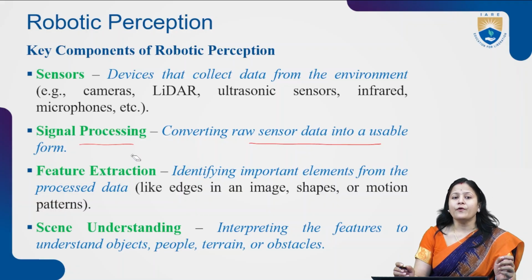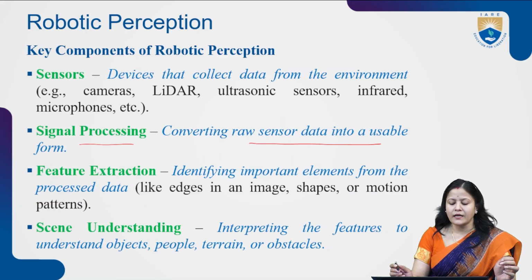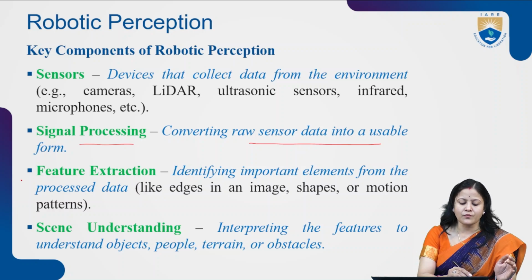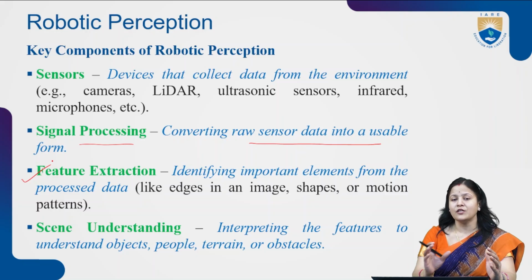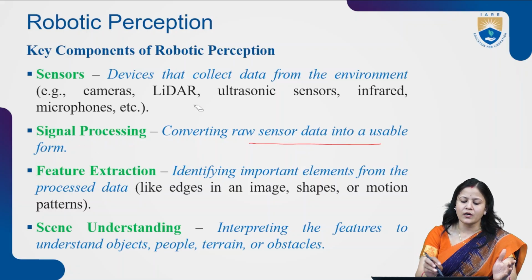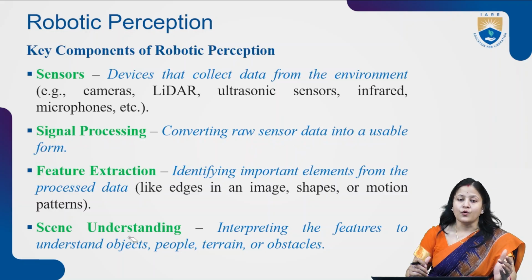Then the next component is scene understanding. Scene understanding means interpreting the features to understand objects, people, terrain, and obstacles. That means in the third stage, during feature extraction, the important features are identified, and based upon the features, the robot should have the ability to understand the scene, the object based on the image and the shape, whether it is a circular object or a rough object, which can be understood by the logical agent. So this is also one of the components of robotic perception.